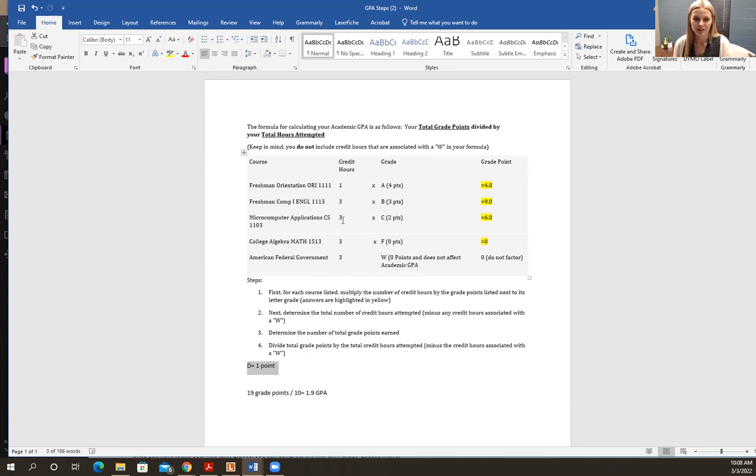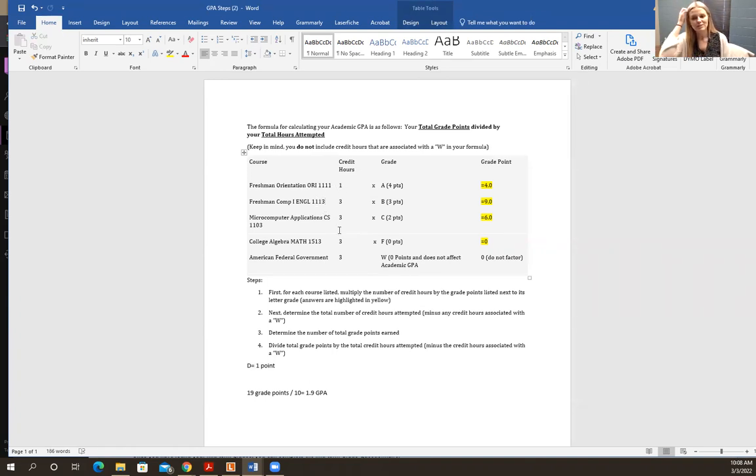We know how many credit hours a class is worth based on the last number of the course ID. That is not the case everywhere, but that is the case at Carl Albert. So when you're looking at your grades, it's not likely going to say credit hours listed for you. You're going to have to figure it out. You will look at the last number in the course ID. So comp is worth 3 credit hours, but orientation is worth 1.